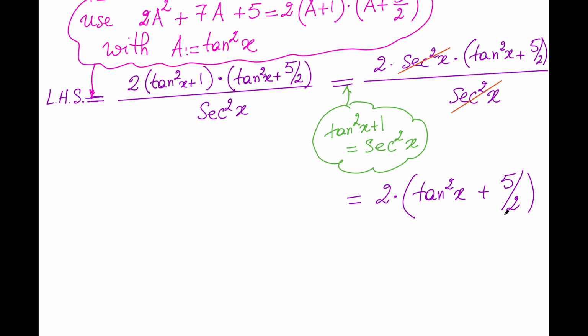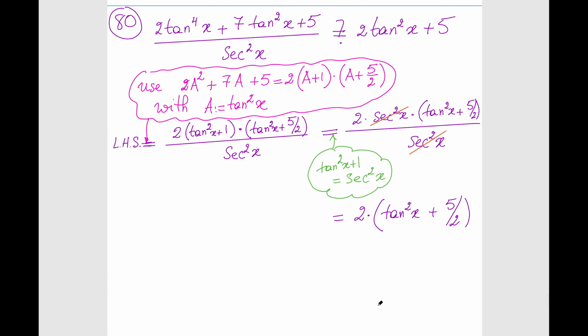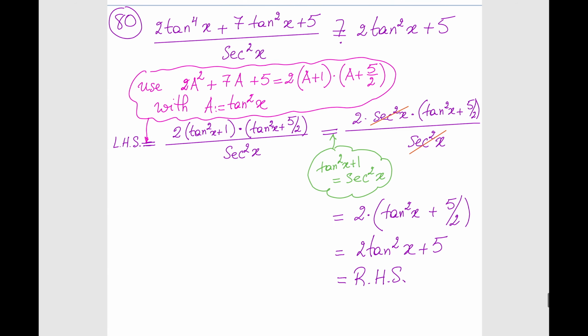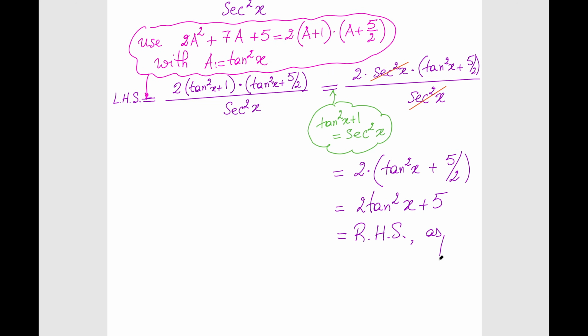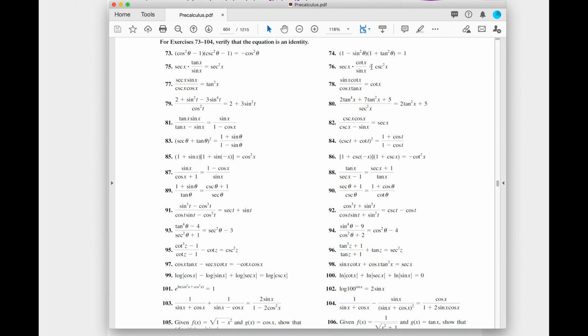And if you take a look at the right hand side, the desired identity that I want to get to is exactly this, right? Just distribute now the multiplication over addition, you get exactly what you wanted. So that's exactly the right hand side. Why? Because, just multiply 2 with this tangent squared is 2 tangent squared, and multiply 2 with 5 over 2. 5 over 2 times 2 is 5, right? And that's exactly the right hand side as desired. Yes? Very good. So this was number 80.